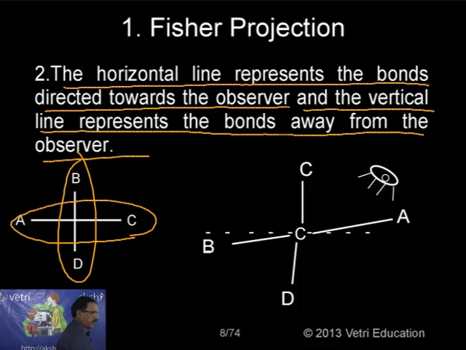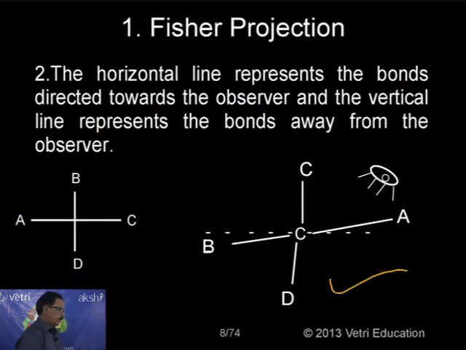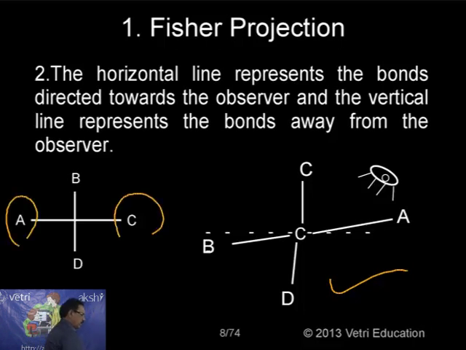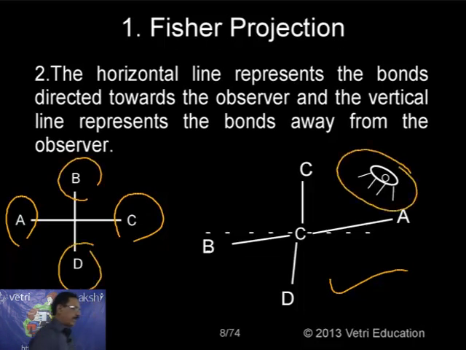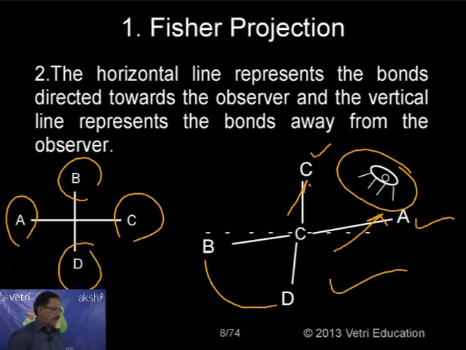Just see here: when I am seeing the board, on my left is A and on my right is C, and top is B and bottom is D. So viewing from here, on my left A and my right C. These two, A and C, when I am viewing from this side, are projecting toward the observer. That is horizontal, A and C horizontal. Whereas B and D are away from the observer, for me viewing from that side. I will explain this with the model, then you can understand.